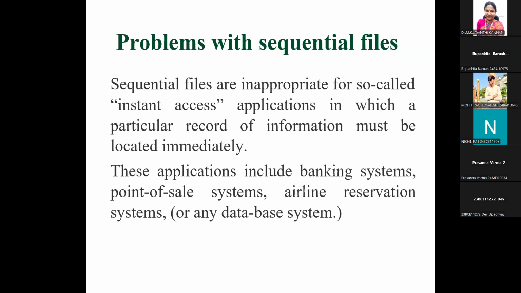These are applications in which a particular record of information must be located immediately. Those applications include banking systems, point of sale systems, airline reservation systems, or any database management system. So in a banking system, if we store the information in a sequential access file and want to access the 100th customer's information, it's like maintaining a manual notebook. We have to scroll through all the pages, then only we can reach the page we are looking for.